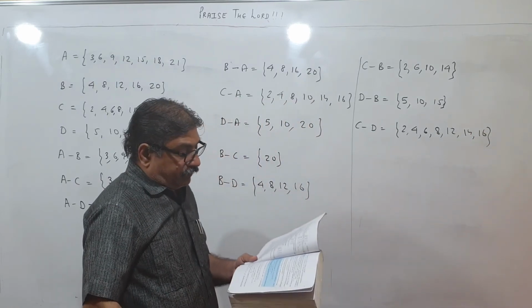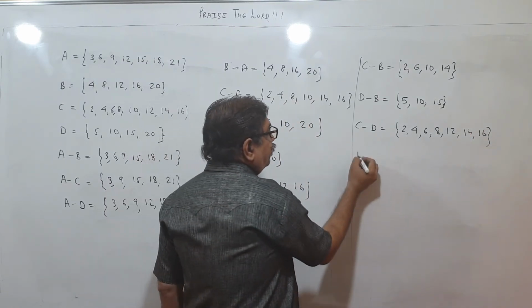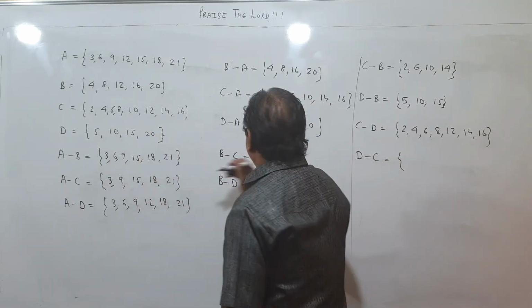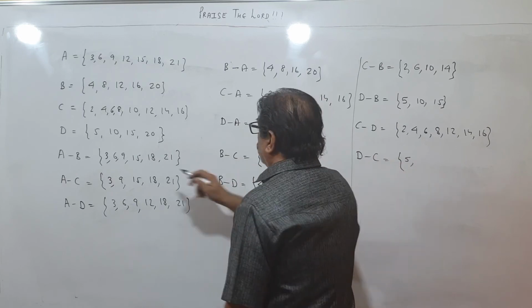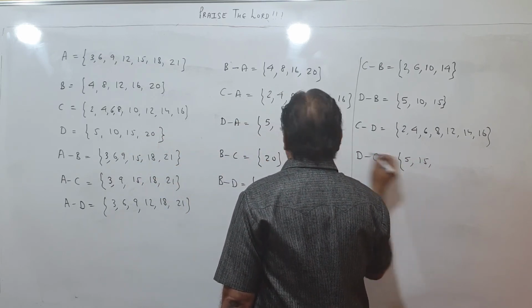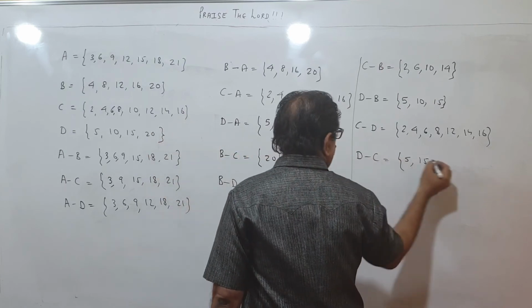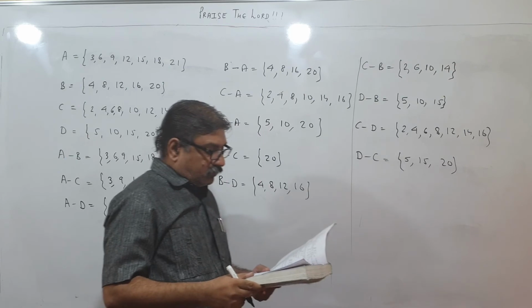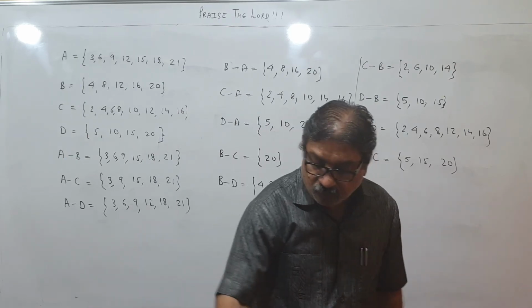C minus D. D minus C. 5 I can write. 10 I cannot write. 15 I can write. 20 I can write. So many examples. Okay? Like this you have to do.